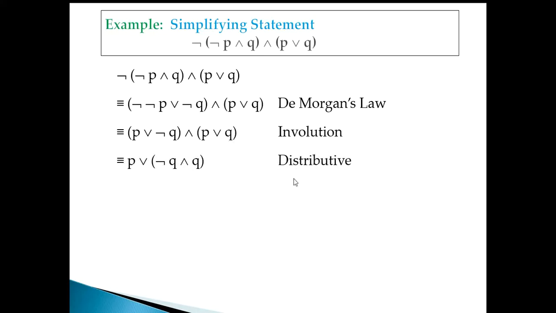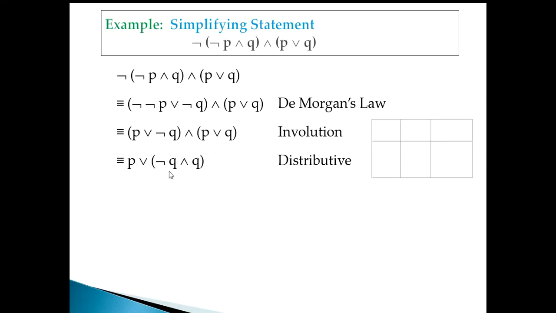According to the distributive law, you can write p or (negation of q and q), because p is the same here, right? So we can write p or (negation of q and q). By the distributive law we can write this. Now after this, what is negation of q and q?